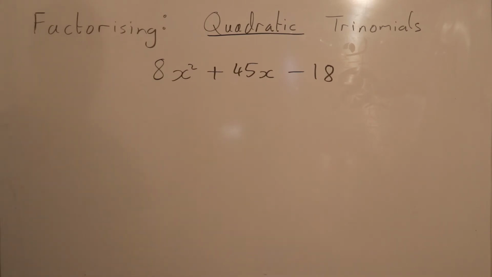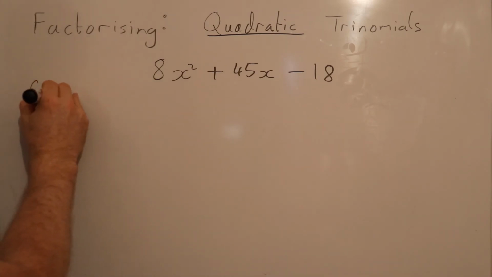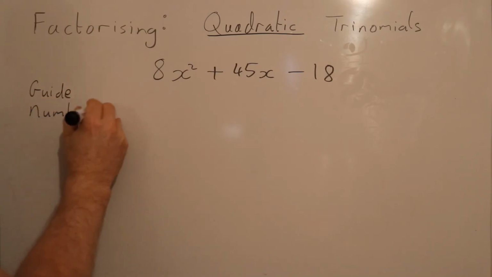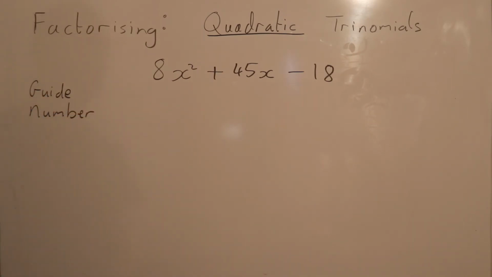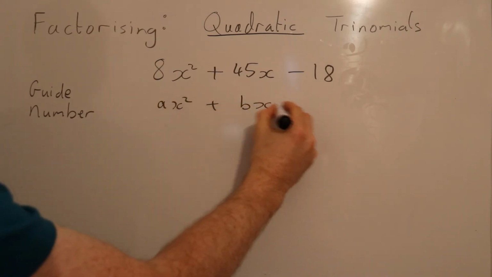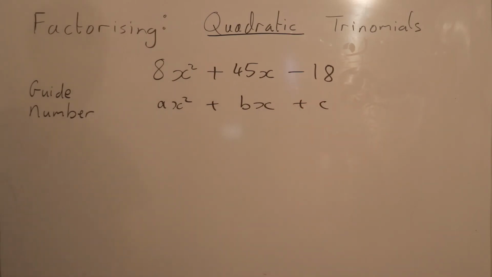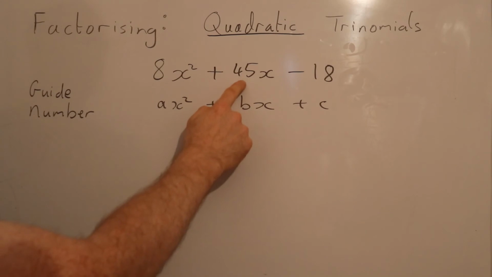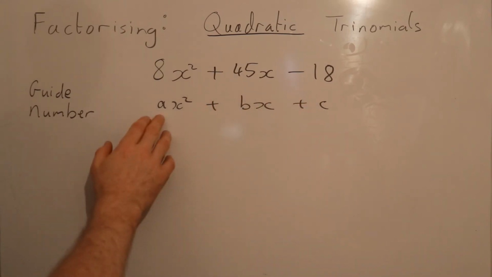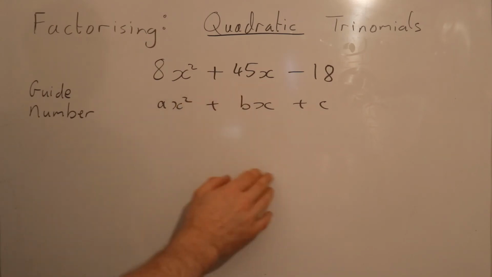We're going to use a method called guide number. Now these are often said to be in the form ax squared plus bx plus c. Here a is 8, b is 45, and c is minus 18. So the signs are important. So a is really plus 8, b is plus 45, and c is minus 18.